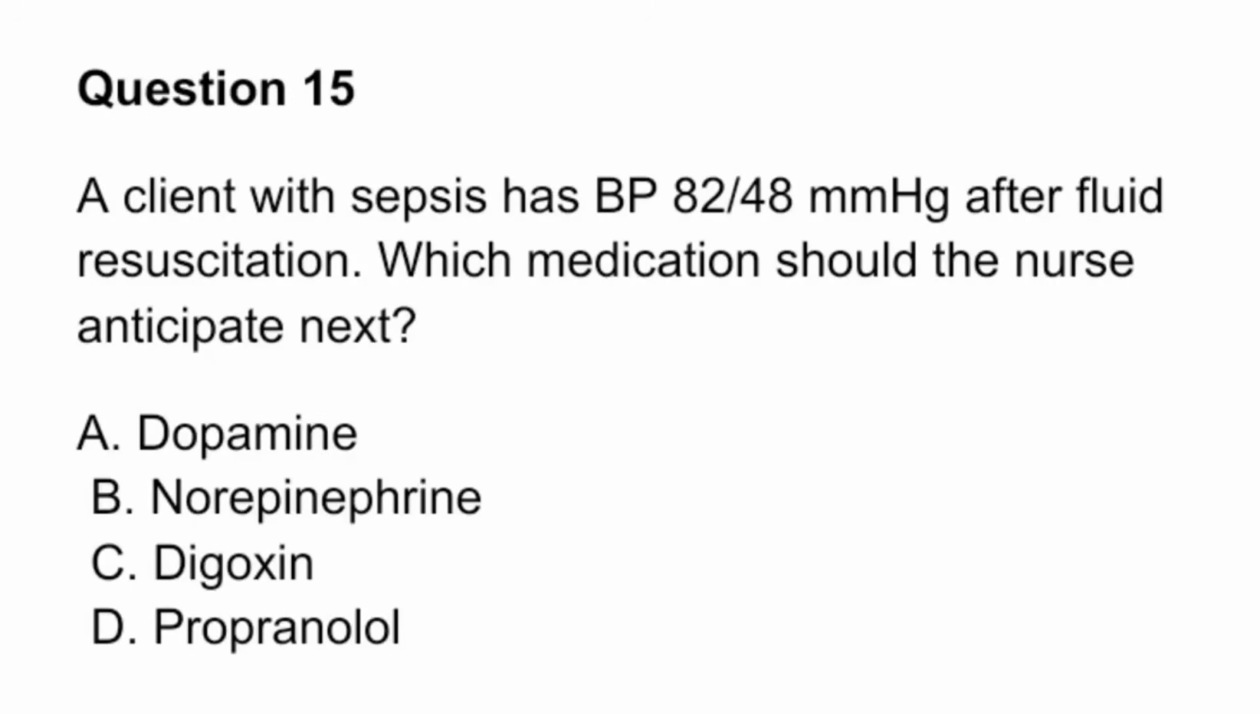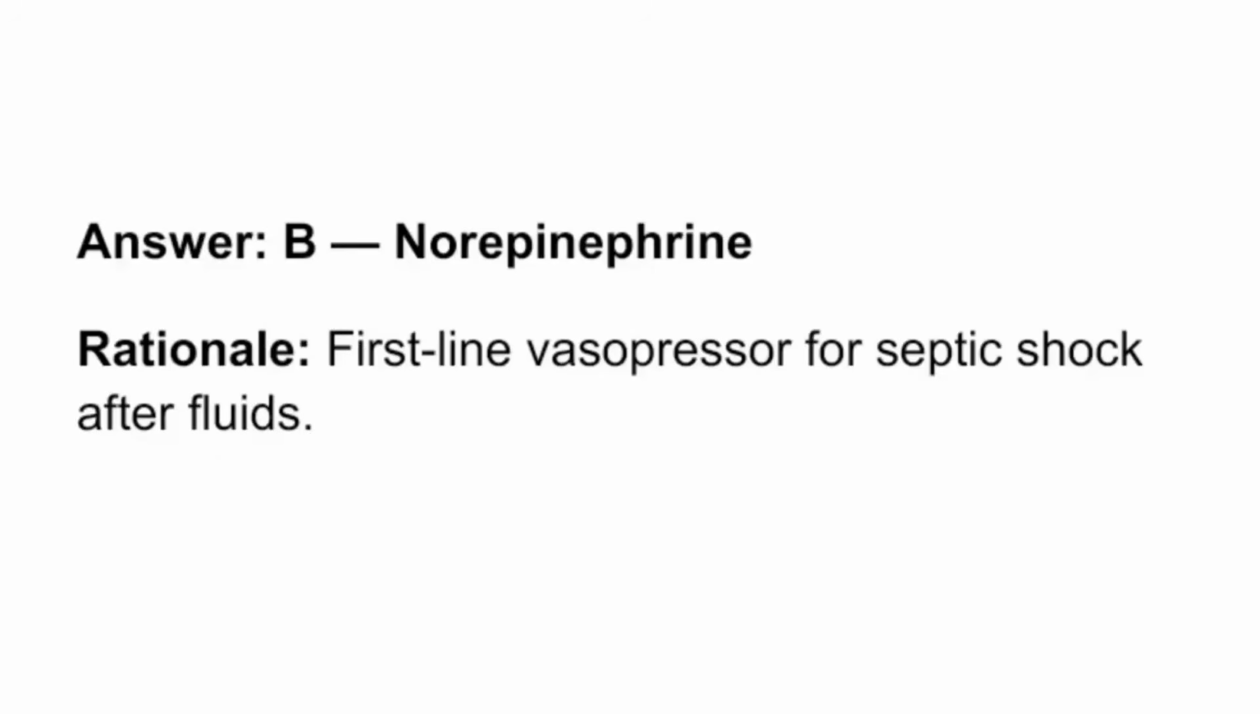Question 15. A client with sepsis has BP 82/48 mm Hg after fluid resuscitation. Which medication should the nurse anticipate? A. Dopamine. B. Norepinephrine. C. Digoxin. D. Propranolol. The answer is B. Norepinephrine. First-line vasopressor for septic shock after fluids.